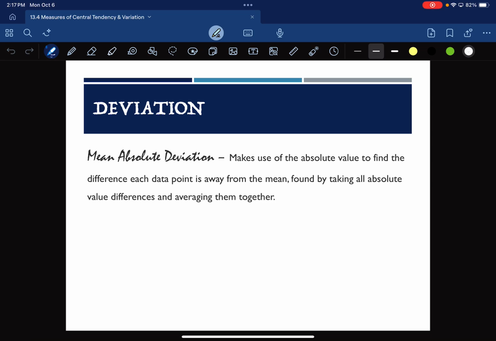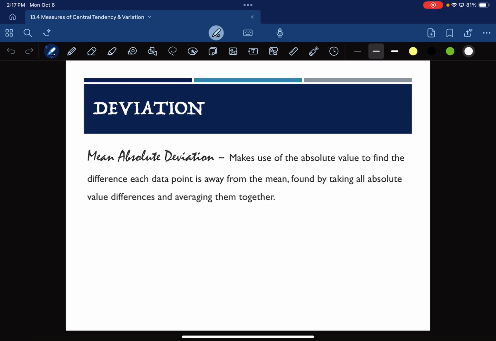So the first thing, this is deviation. The first one we're going to look at is called mean absolute deviation. This one makes use of absolute value to find the difference that each data point is away from the mean. It's found by taking all absolute value differences and averaging them together. We're going to do an example of this, but I want this one alongside the other deviation in your notes. So we're going to look at that one second, and then we will actually do each of those features with the data set we've been working with.